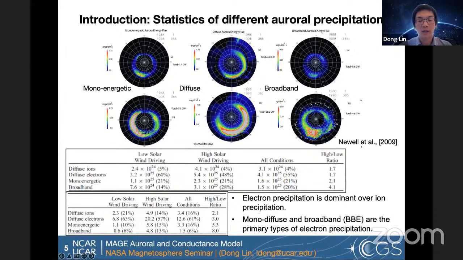The broadband electron precipitation is mostly in the pre-midnight or near the dusk side cusp region, and that has to do with the efficiency of the Alfvén waves. Also, statistically, previous researchers have evaluated the relative contribution of the different precipitation to the total precipitation power as well as the number flux. As you can see from the table, these three types, mono, diffuse, and broadband, contribute the most to the total power and the number flux. So that's why we focus on these three primary types of electron precipitation in the current study.